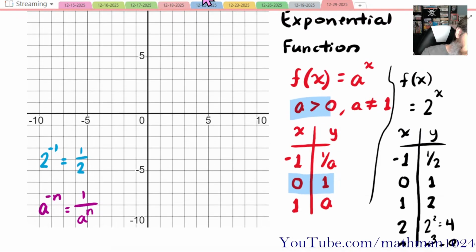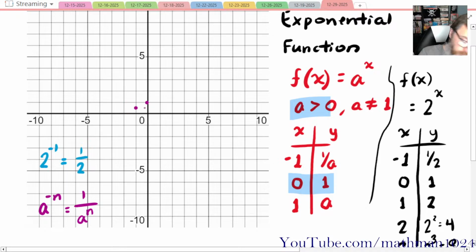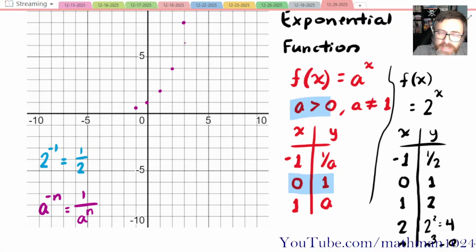All right, go to our trusty purple color. We have -1 is going to give us 1/2. 0 gives us 1. 1 gives us 2. 2 is 4. If I plug in 3, I'm going to end up here at 8. Now, what's happening here is that we have this exponential growth as we go from left to right.